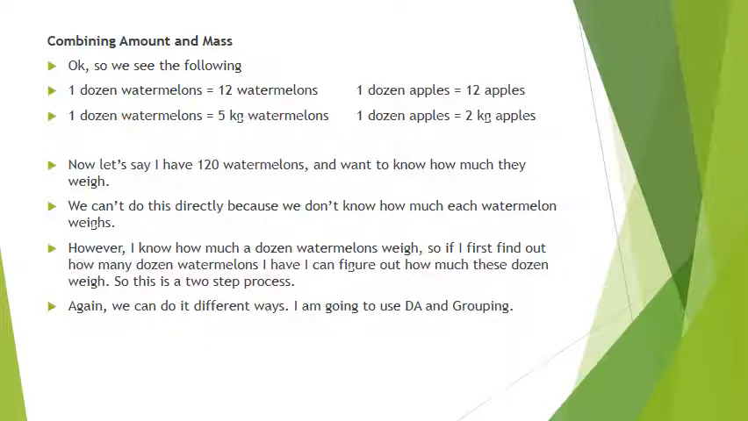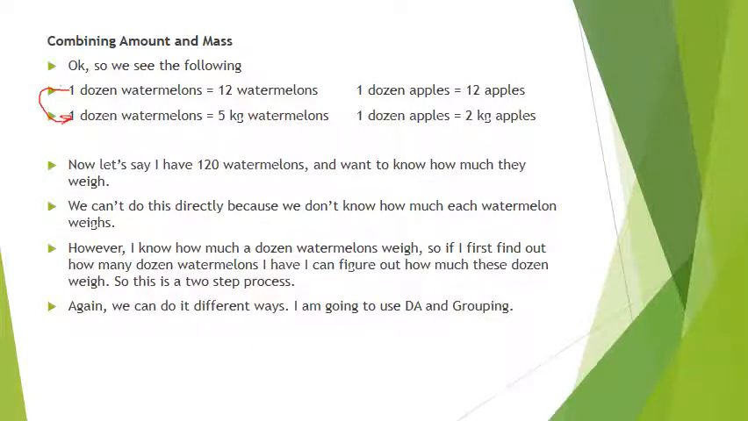Okay, now what we're going to do is combine the two, mass and amount. So here's what we have. We have 1 dozen watermelons equals 12 watermelons. But we also have 1 dozen watermelons is equal to 5 kilograms. Okay, so you see it.